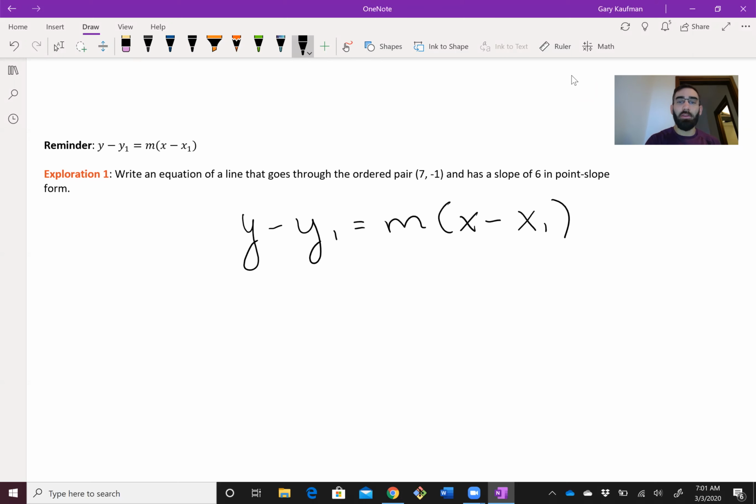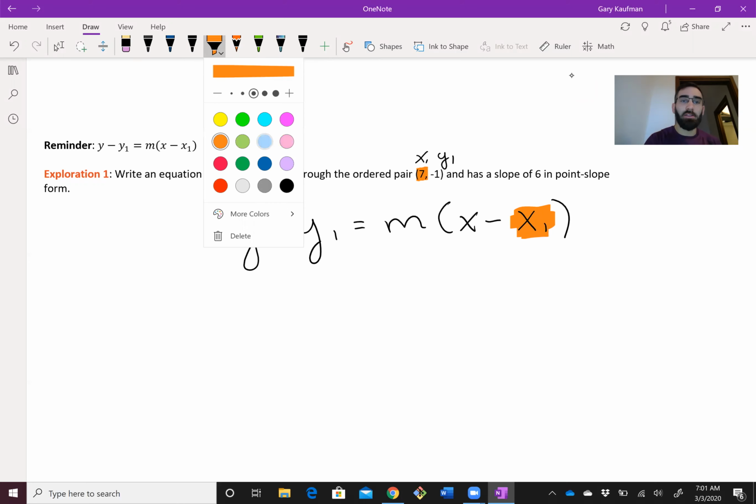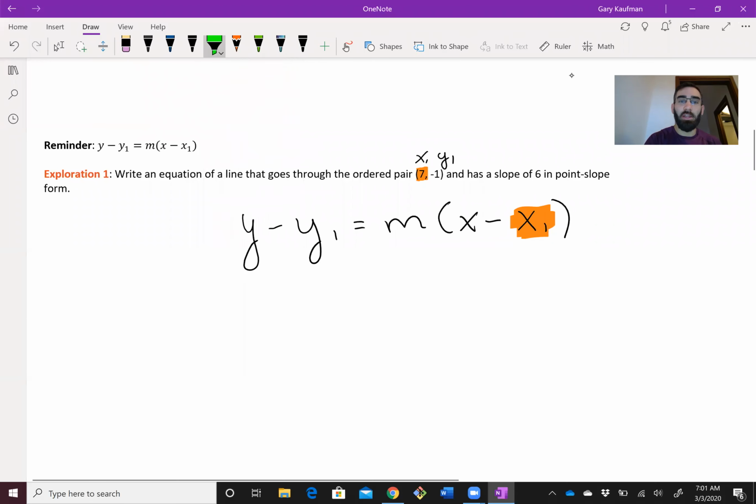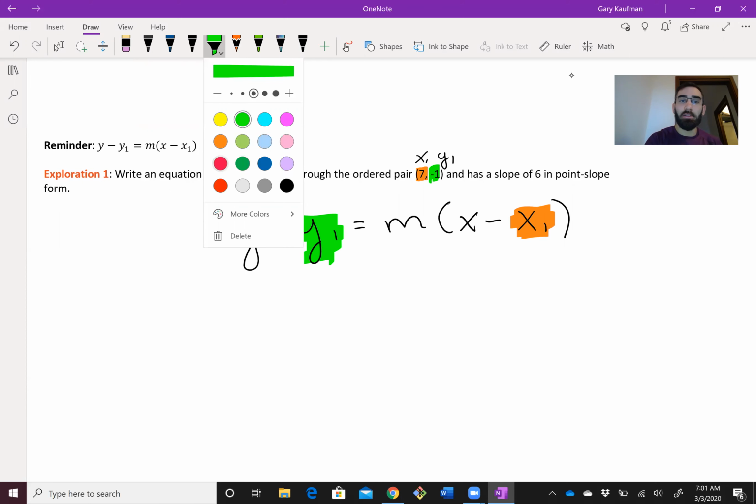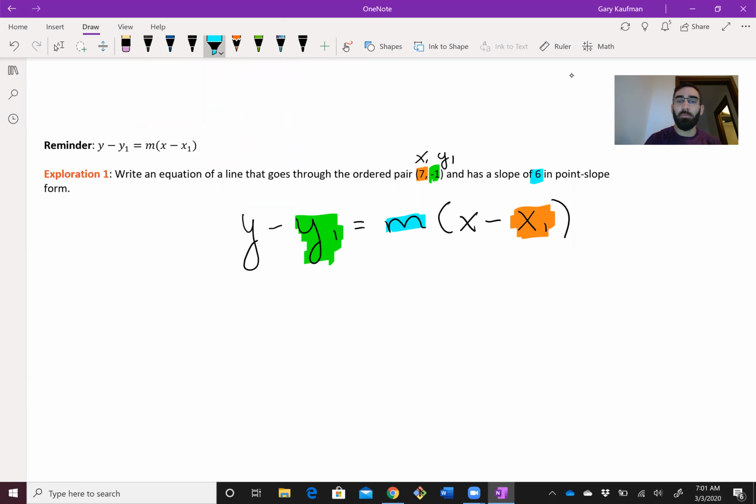I'm gonna go up here and label x1, y1, because those are our actual ordered pairs. So therefore, x1, which is 7, is going to replace this. And that means y1, which is -1, is going to replace that. And last but not least, we have the slope of 6, which will replace that. So I can plug this all in.